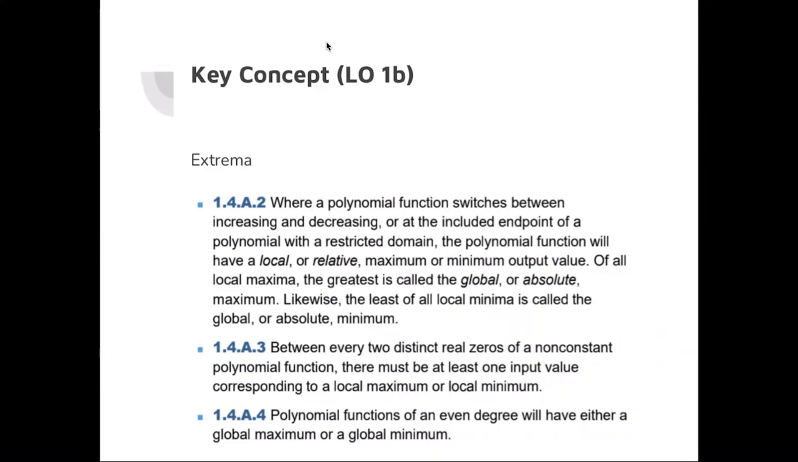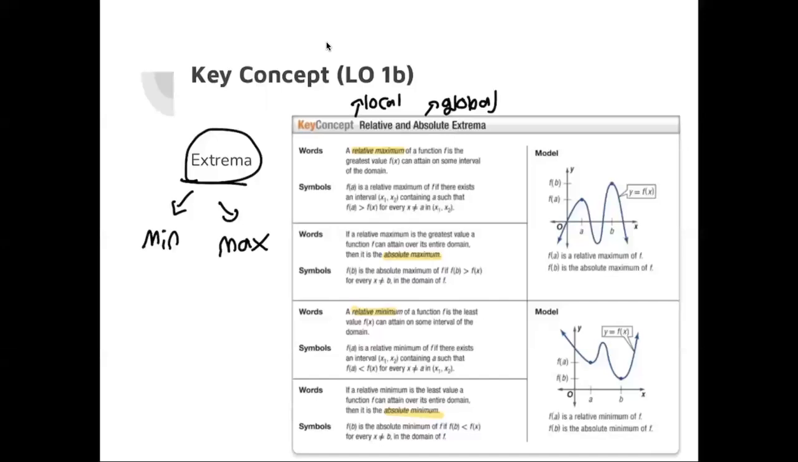Okay, so let's look at some things we know. I explained this, right? The greatest of all relative or local maxima is called the absolute maximum or the global maximum. The least of all local minima or relative minima is called the global or absolute minimum, right? So we know that part. But the first line is kind of something new. Another way of approaching the concept of extrema is looking at whether the graph changes from increasing to decreasing or decreasing to increasing.